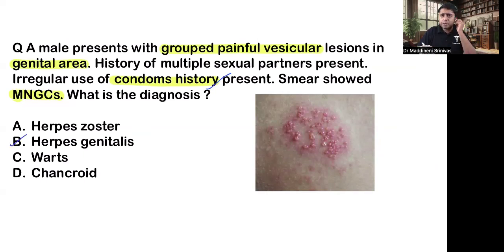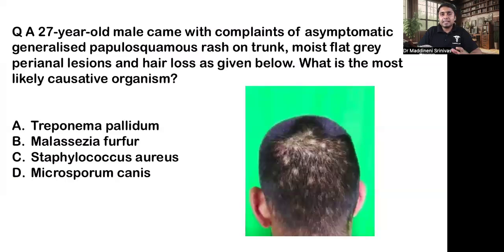If it were herpes zoster, the examiner would have mentioned that the grouped vesicular lesions were present in a segment on the right or on the left side. But because that was not given, what I feel is the better answer is herpes genitalis. This is the next MCQ.